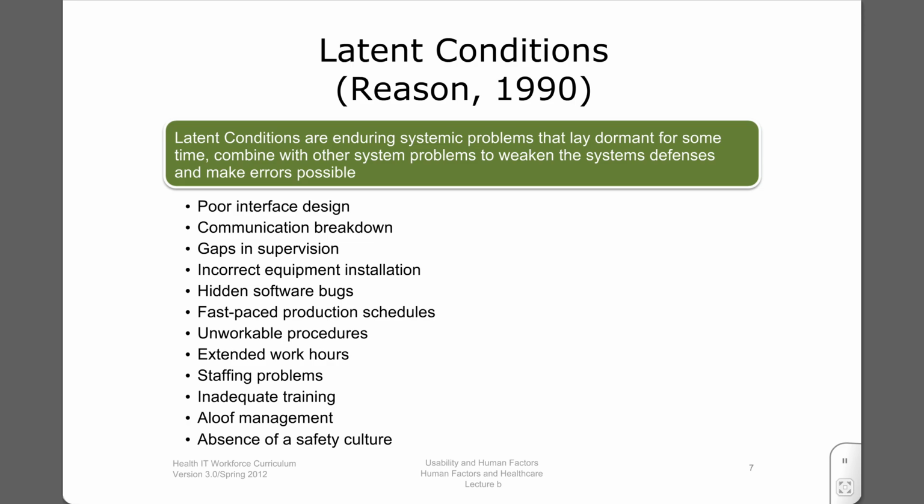The latent conditions are less visible but equally important. Latent conditions are enduring systemic problems that may not be evident for some time, but they combine with other system problems to weaken the system defenses and make errors possible. There is a lengthy list of potential latent conditions, including poor interface design of important technologies, communication breakdown between key actors, gaps in supervision, inadequate training, and absence of a safety culture in the workplace, a culture that emphasizes safe practices and the reporting of any conditions that are potentially dangerous. These conditions exist to some extent in every institution, but can manifest themselves when the situation is exposed to a stressor, such as an increase in the volume of work.